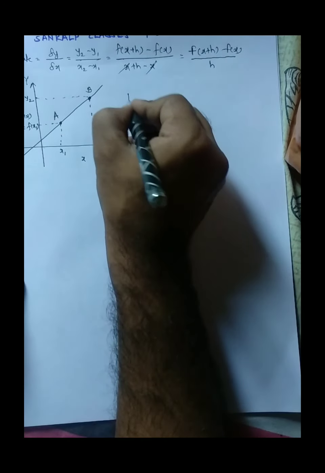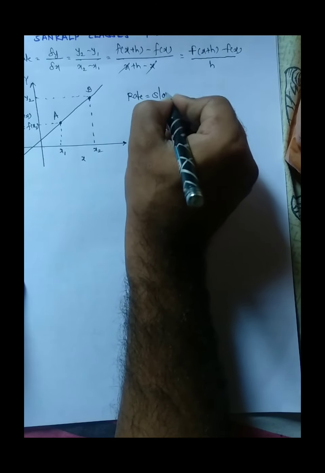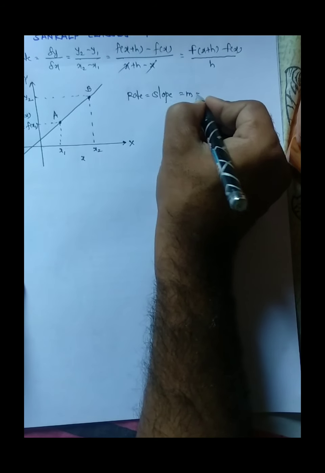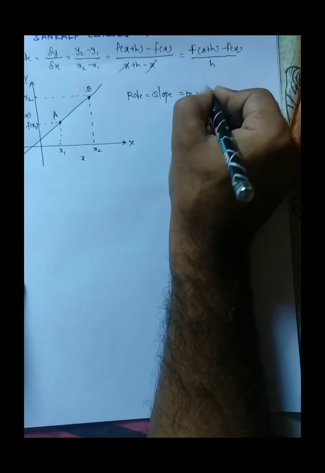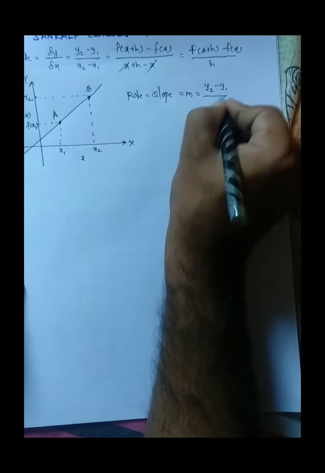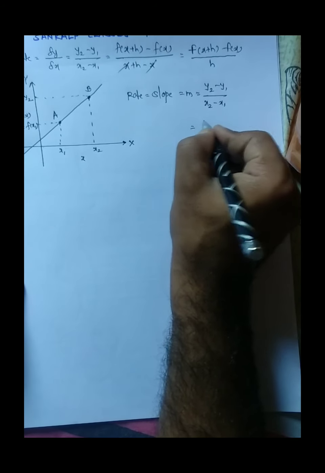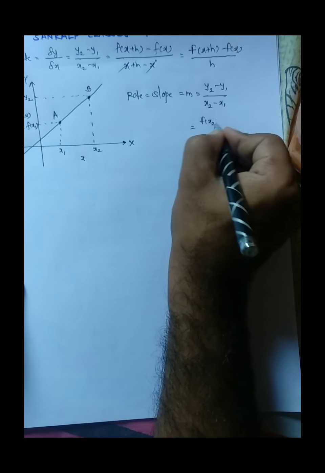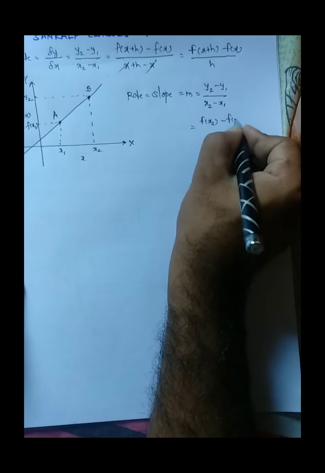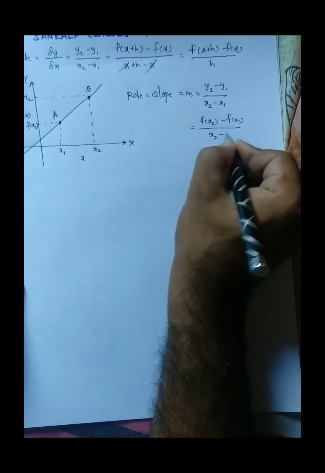Now there is a y1 and y2. You will get the rate, that is nothing but the slope of that line. Slope of line is denoted by m. It is given as y2 minus y1 divided by x2 minus x1. That is f of x2 minus f of x1 divided by x2 minus x1.